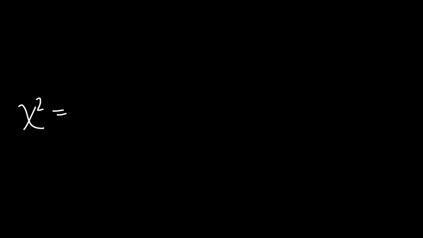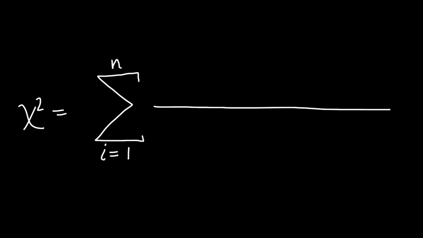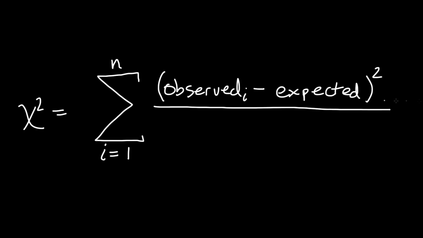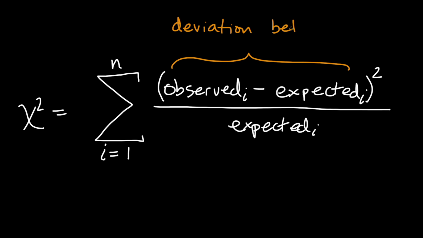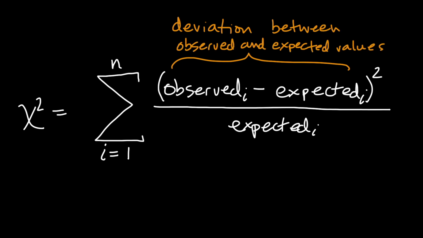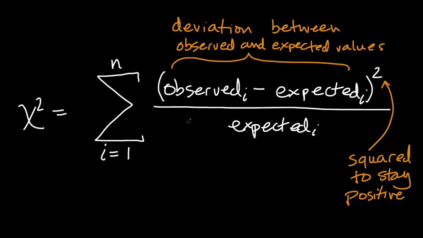Before we can test our hypothesis, we need to calculate a chi-square statistic. This statistic measures the discrepancy between observed counts and expected counts. Each term in our summation finds the deviation or error between observed and expected values for each category. This deviation is squared to obtain positive values. Otherwise, everything will sum to zero because both our observed and expected outcomes sum to the same value.